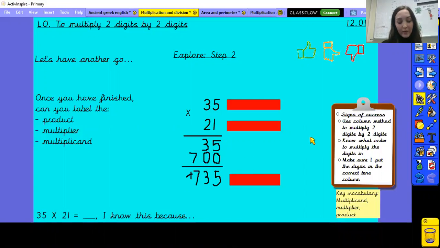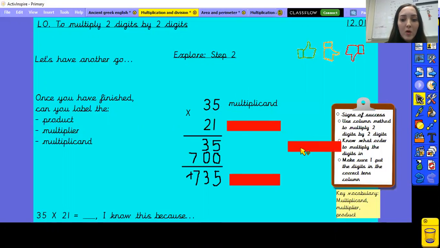So well done everyone if you got that correct. I'm now going to reveal the different parts of the multiplication. So see if you got this correct. So at the top of the multiplication we have the multiplicand.